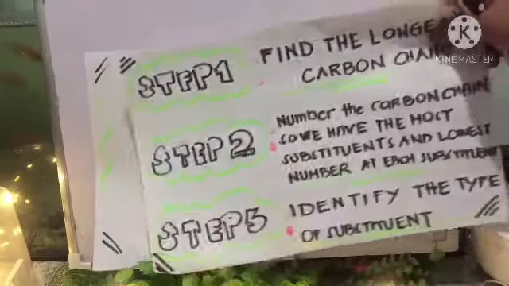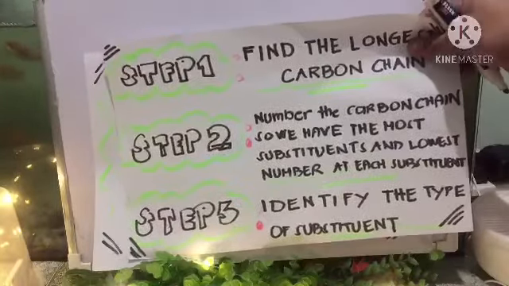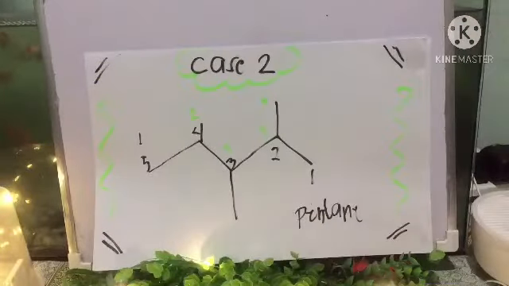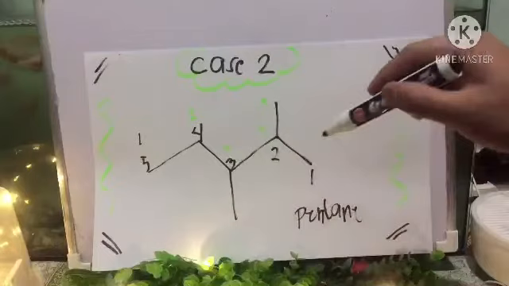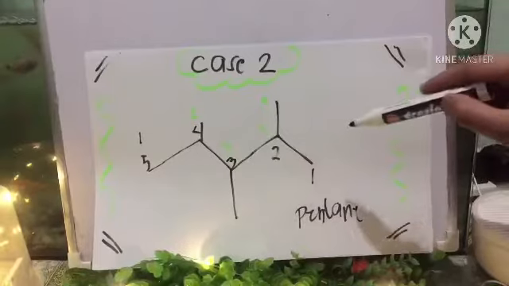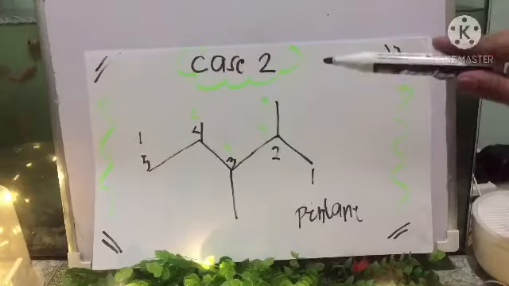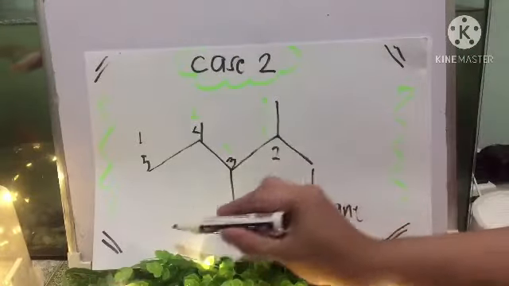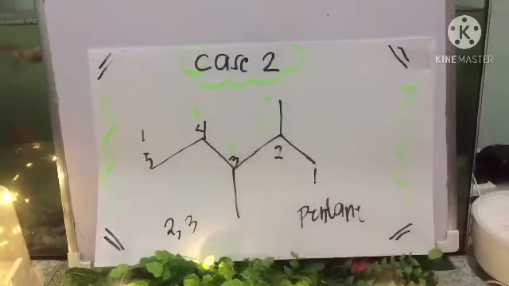Step 2. Number the carbon chain so we have the most substituents and the lowest number at each substituent. Here are different ways we could have numbered this structure. This first one shows the substituents at 2 and 3. The second one shows the substituents at 3 and 4. And this third one is also 3 and 4. So the correct numbering is the first one, since we get the lowest possible numbers for the substituents. So 2, 3 goes in front.